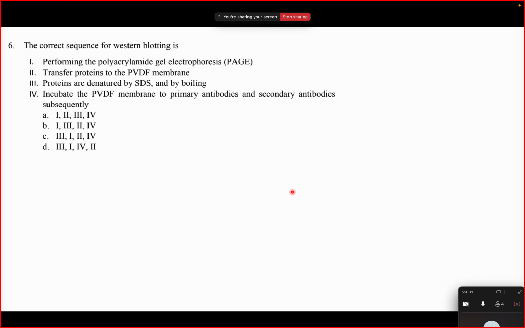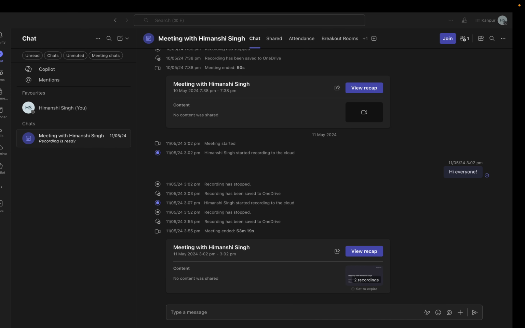Time is up, and the right sequence is: proteins are denatured by SDS and boiling, then subjected to PAGE, then transferred to the PVDF membrane, and then incubated with the PVDF membrane, and the antibodies are added.